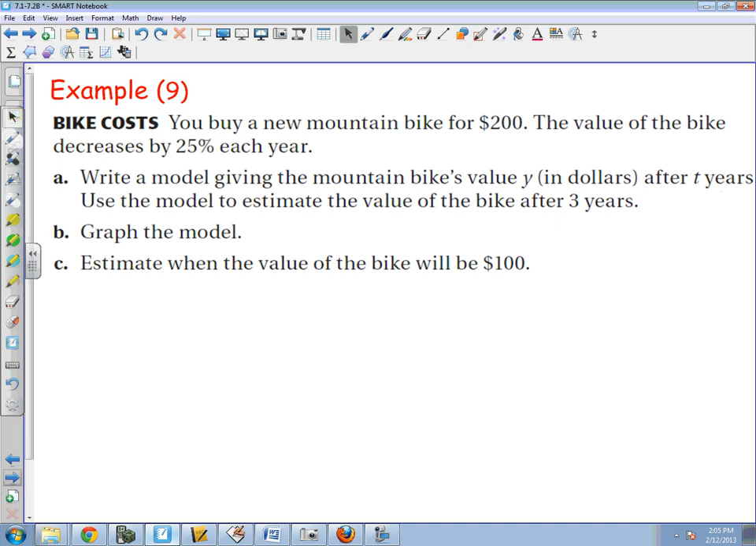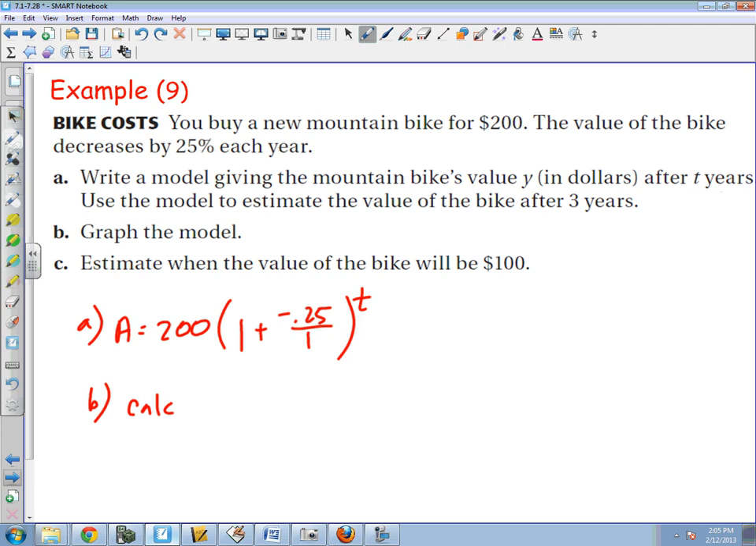So letter A says write a model. You've got a bike, $200. This bike is depreciating. The value is decreasing at a rate of 25% per year. So per year is 1 minus 0.25. So here's my model. It says graph the model. So I'm going to graph the model in my calc. I'm going to do that in a second. And then lastly, it says estimate when the value will be $100.